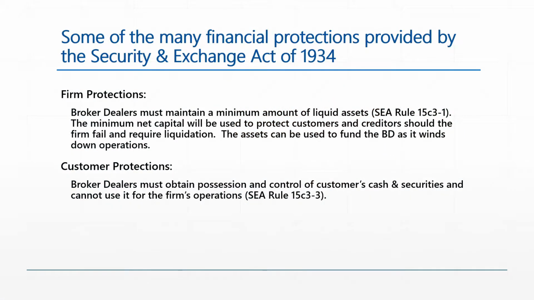Broker-dealers must maintain a minimum amount of liquid assets for use by a bankruptcy trustee if the firm fails and is required to liquidate its operations. Now, the firm must also provide customer protections, and that means that when broker-dealers handle customer property, they are required to obtain possession and control of that property and not use it as part of the firm's operations. We've discussed the customer protection rule, and that's 15c3-3, in previous videos.